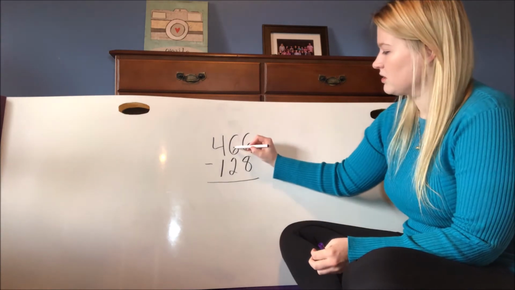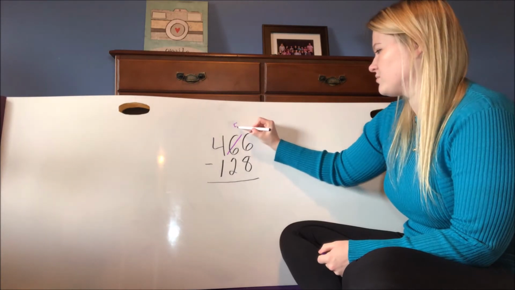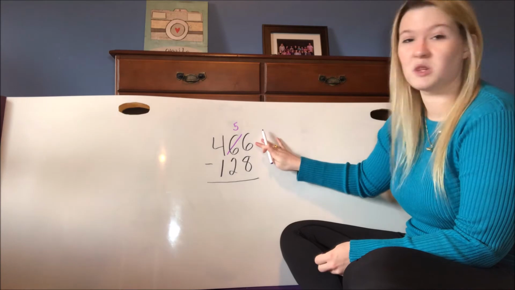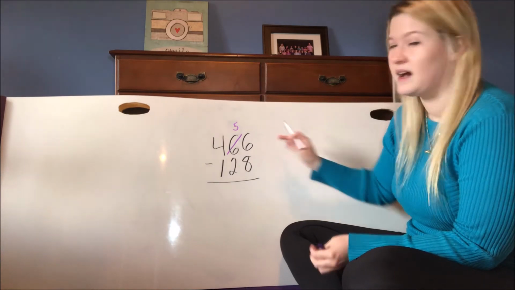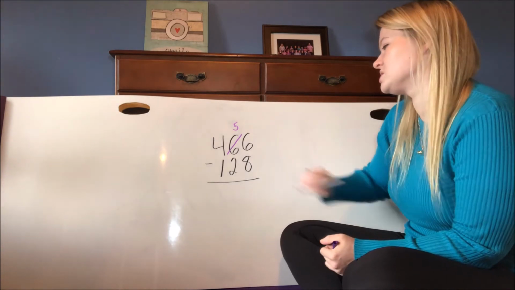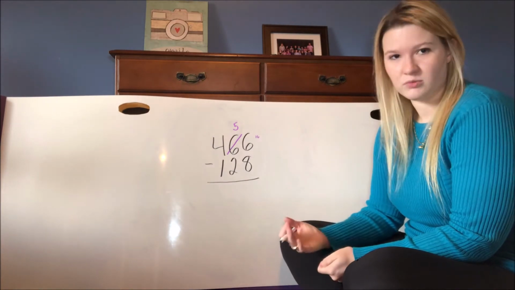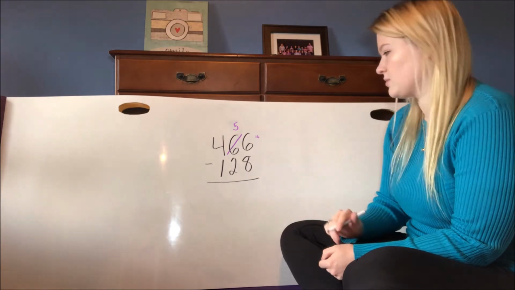So I go next door, I get rid of that, I stole somebody from there, which makes it 5. And I got 10 more, so when I bring them over here, this number doesn't stay as a 6. I have to add the 10 that I borrowed and the 6 that I already had. So that changes this into a 16. So my first actual thing I need to solve isn't 6 take away 8, it's actually 16 take away 8.